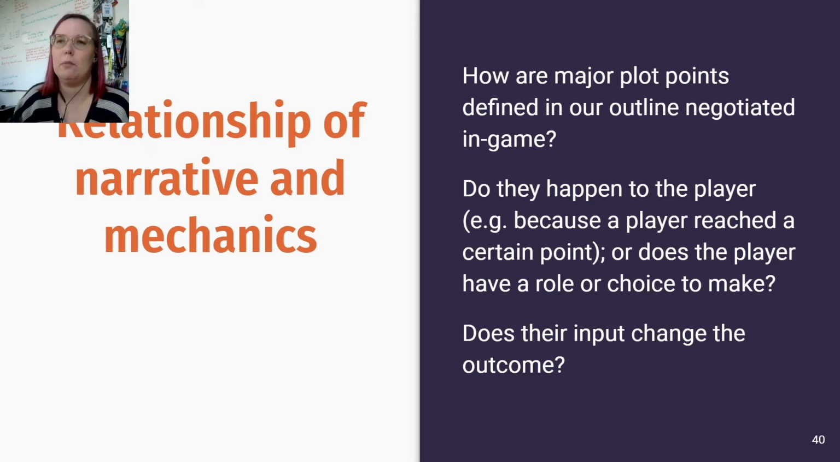So how are the major plot points defined in our outline negotiated in game? How does it actually come to be? Do they happen to the player because the player reached a checkpoint, or does the player have a role or a choice to make in pushing that plot along? Does their input change the outcome in some way? So do they make a choice and that branches you off into another part of the story, or does the story persist no matter what choice you make, if the player is given a choice at all? So you can answer these questions in your GDD.